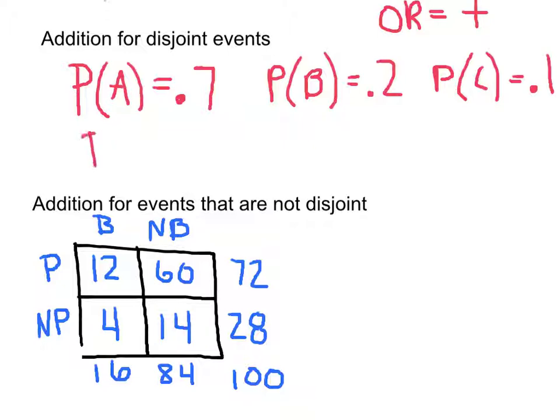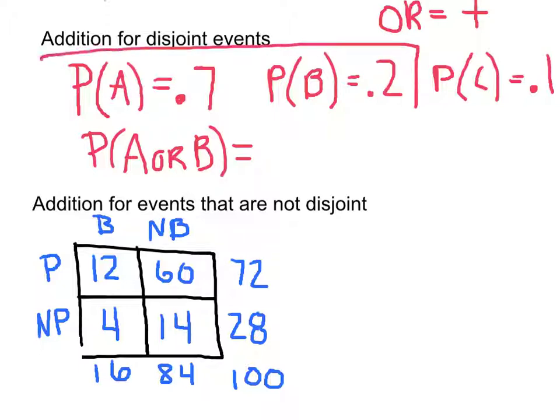Okay, so then the probability that you get an A or a B, that is right here, 70% plus 20%, that's equal to 90%.